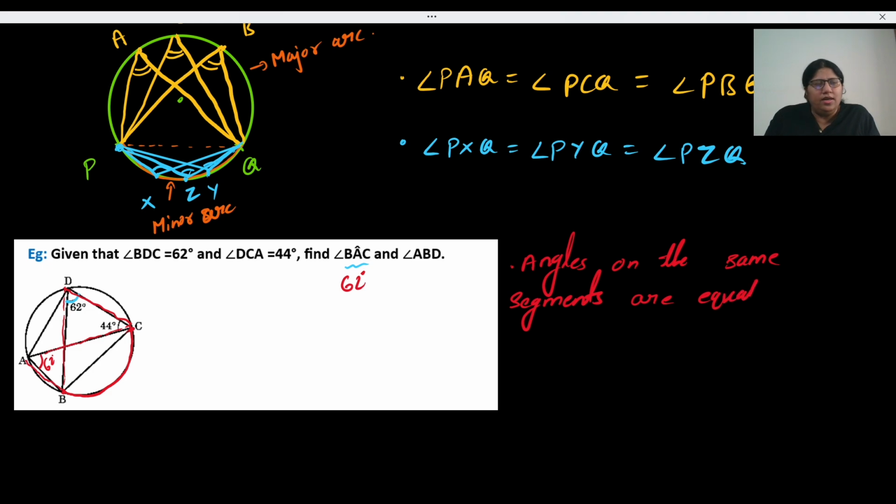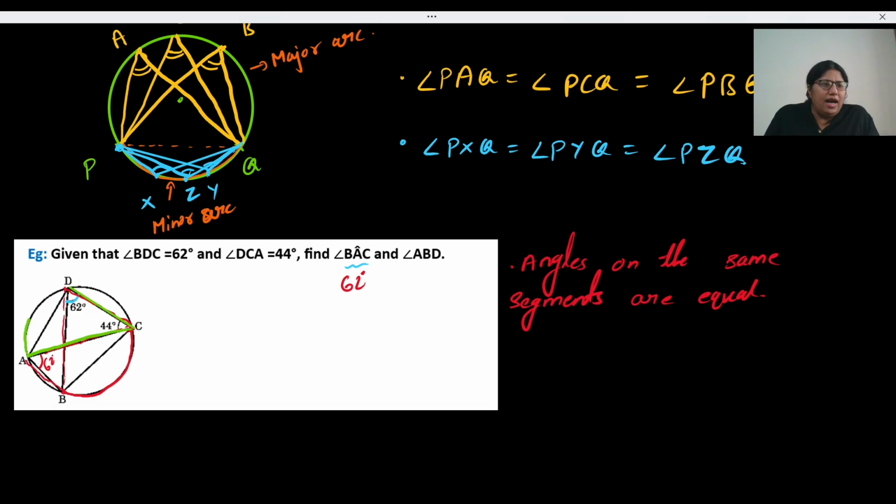Then similarly here, the 44 degree angle is subtended by which arc? So take the 44 degree angle. These are the two arms of the 44 degree angle, which are CD and CA, ending at A and D.